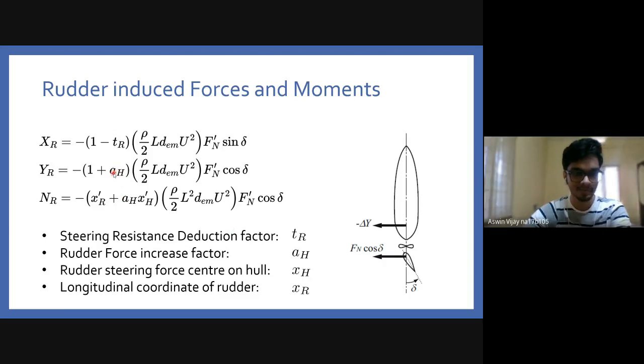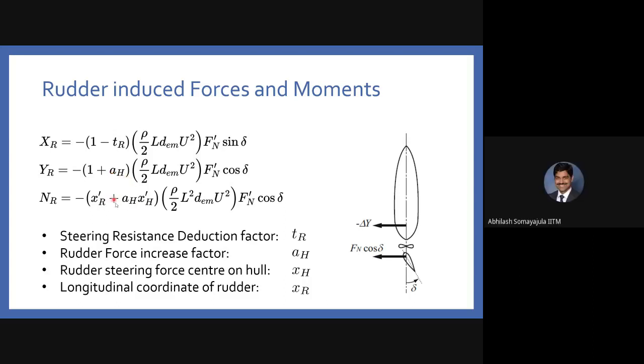Yeah, the problem is this reduction. In the original paper it's given as 1 plus AH, right? But AH is in the opposite direction, so it should actually be 1 minus AH. No, it should also be 1 minus AH here.